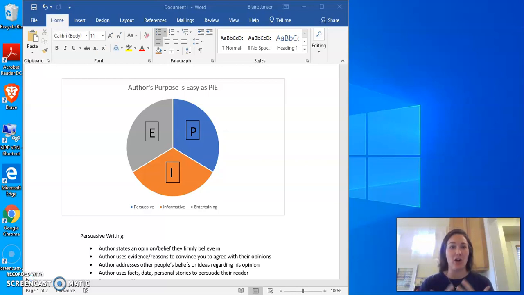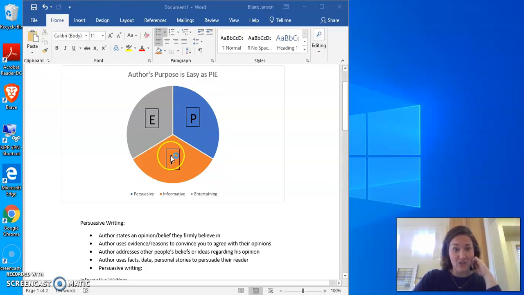Today, we're going to be talking about author's purpose, and it's really important to figure out why people are writing, because everyone writes for a purpose or a reason. Now, there's three main types of purpose writing. The first purpose is persuasive. The second purpose is to inform, or informative writing. Starts with an I. Your third type of writing is entertaining.